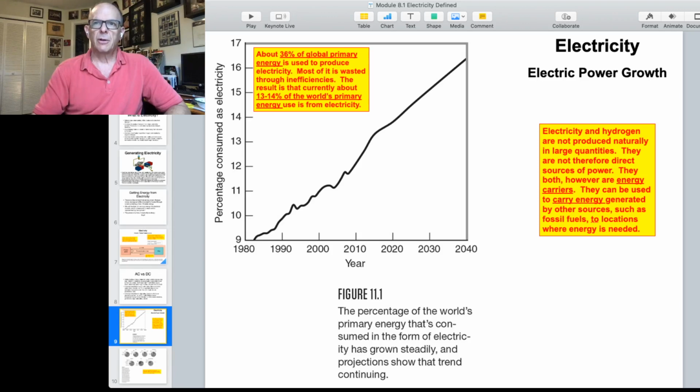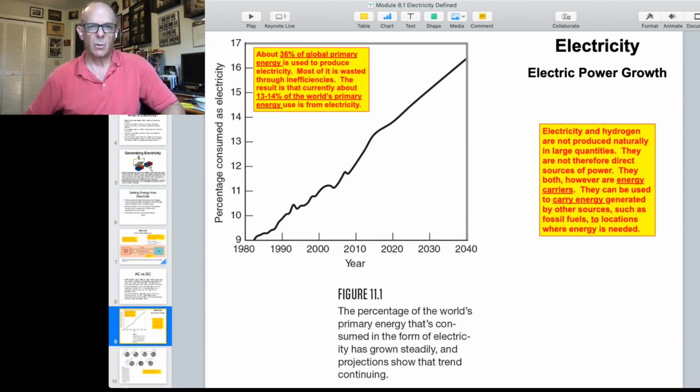This chart just shows, as I was saying earlier, humans do not get most of their energy from electricity, but we're getting an increasing fraction of our energy consumed as electricity. You can see that in the inset, 36% of global primary energy is used to produce electricity, but a significant fraction of that is wasted because it is produced in fossil fuel power plants, which are subject to the second law of thermodynamics and cannot be 100% efficient. So more than half of that primary energy is just wasted as heat.